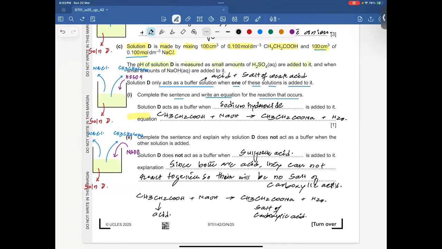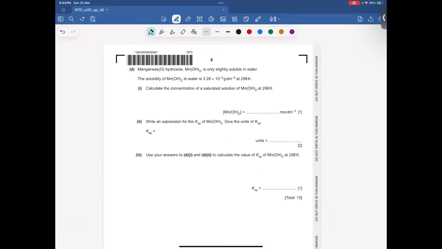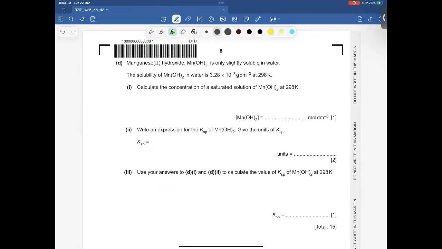Okay. Oh, it has not finished. That's a very, very huge question. Okay, let's start with this part D. Magnesium 2 hydroxide is only slightly soluble in water. If it is partially soluble in water, let me write the equation first. It ionizes slowly and reversibly into its magnesium 2 ions and hydroxide ions.